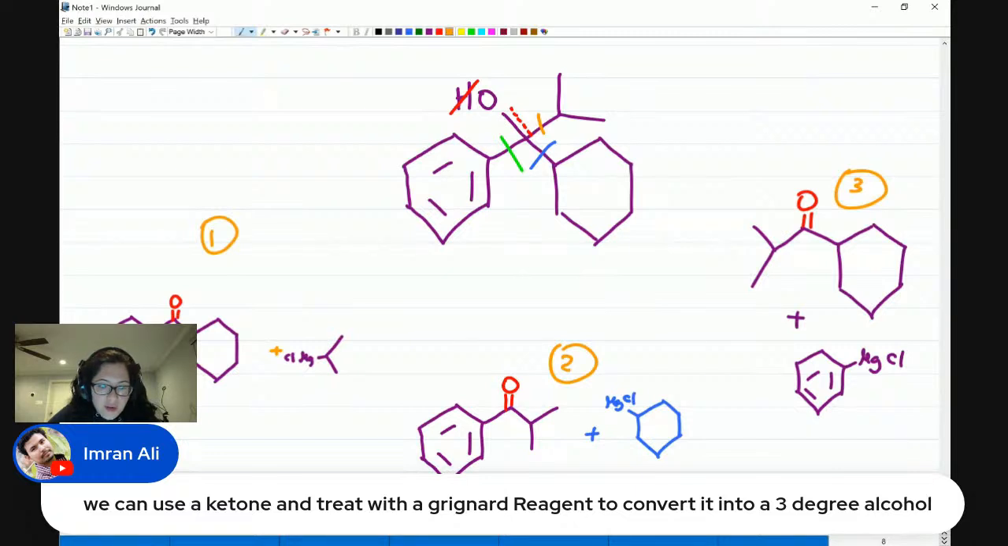Question: we can use a ketone and treat it with a Grignard reagent to convert it into a tertiary alcohol. Yes, exactly. And the question we had to figure out is, what was the ketone? What was the Grignard? And these are the 3 different options that would have all given us the same single final product.